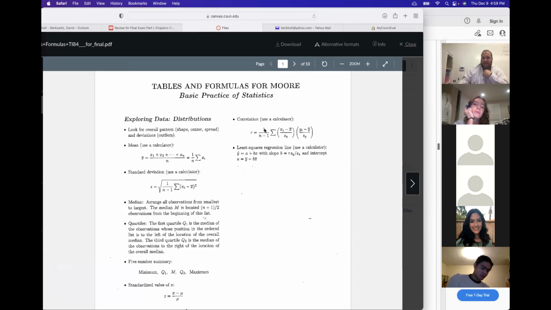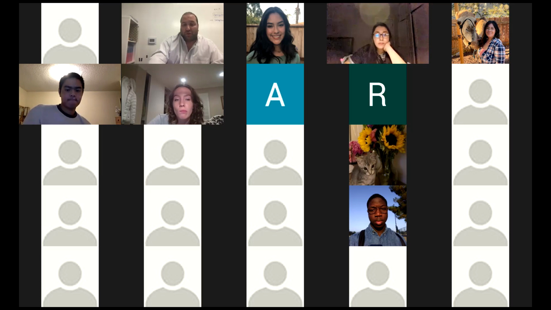R equals 1 over n minus 1, summation of xi minus x bar over sx, yi minus y bar over sy. And it says right beneath that the slope of the least squares regression line is r sy over sx. Agree? We all have the same thing that I have there? Yes. Everyone? Okay, so go ahead now and share again, please.